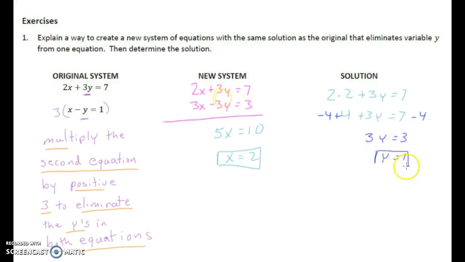We like that. Now, since we solved for this answer in the first equation, we're going to double check in the second equation. So our double check, make sure we have the right answer, is x minus y equals 1. X is 2, y is 1, and indeed 1 equals 1. 2 minus 1 is 1. We're very happy.